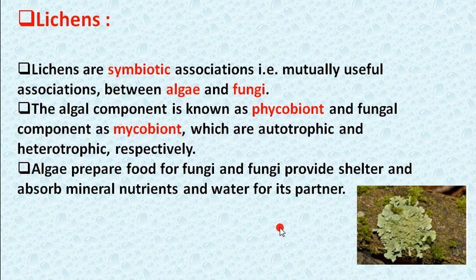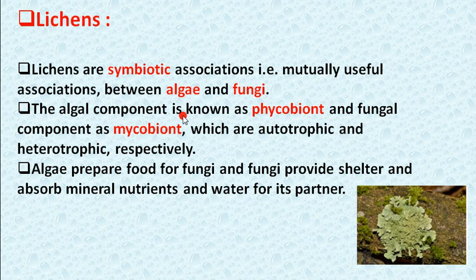Now our last topic of this chapter is lichens. Lichens are a symbiotic association, for example the combination of algae and fungi. A mutually useful association between algae and fungi. Symbiotic means they help each other. Algae help the fungi, fungi help the algae, and they grow together. Now this is called lichens.